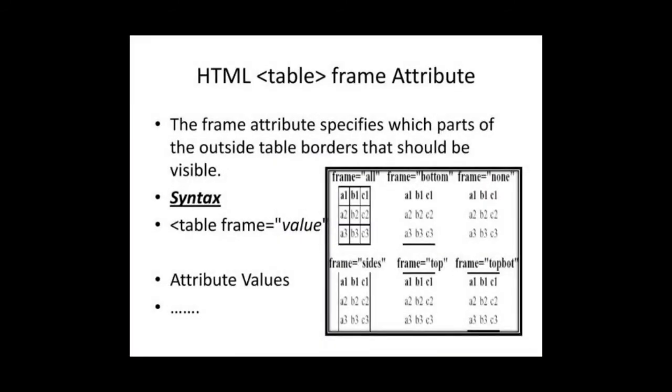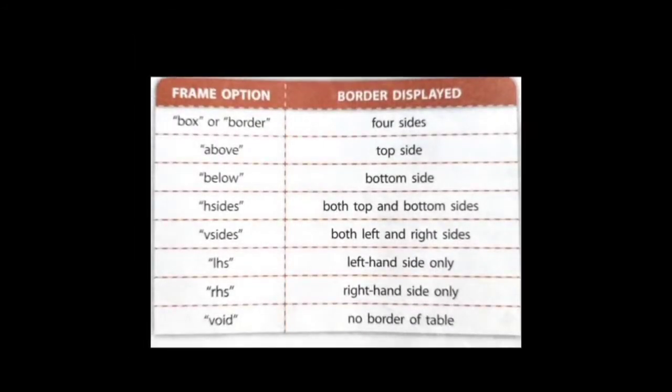Then the next is frames. This attribute allows you to display only the specified borders of the table. The various options of this attribute are in HTML. Here you can see how we give this in HTML. We can give angle bracket, table, frame equals value. We have various options to give here. First is box or border. It specifies all 4 sides of the table.